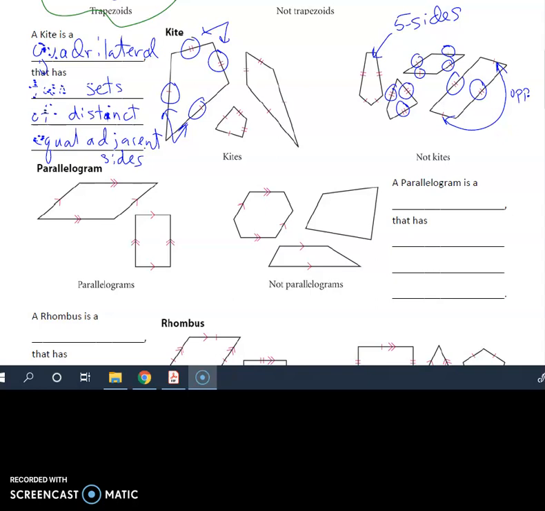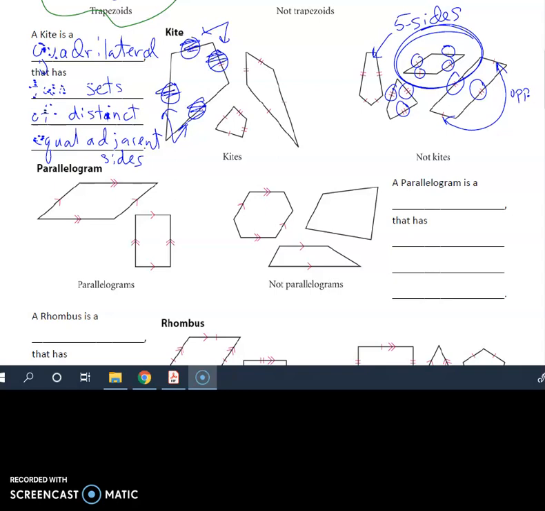Again, we have two sets here. This set is a set of adjacent sides that are equal, and this side and this side are adjacent sides that are equal. Distinct means the two sets are different from each other, so the four sides cannot all be equal, like the example here. We have four sides that are the same length, and that cannot happen in the definition of kite for your book.